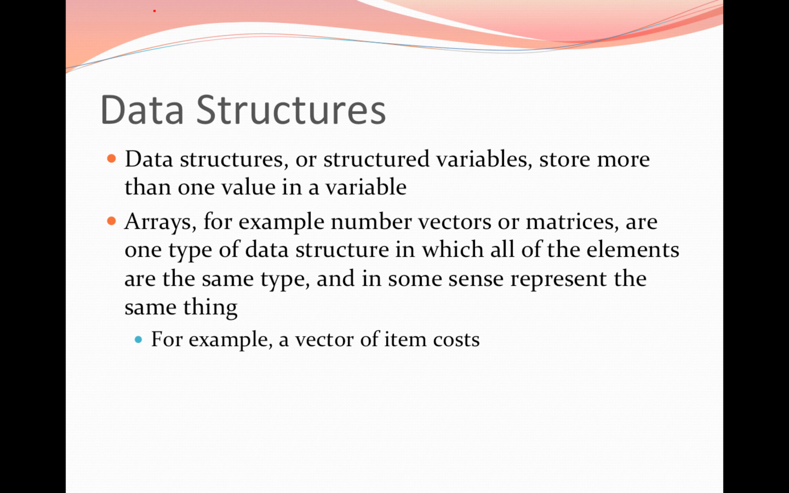Data structures, or structured variables, are variables that store more than one value. Arrays that we've been using so far, for example, number vectors or number matrices, are one type of data structure in which all of the elements are the same type, and in some sense they represent the same thing. For example, if you had a vector of all item costs, then they would all be numbers and they would all represent costs of items.